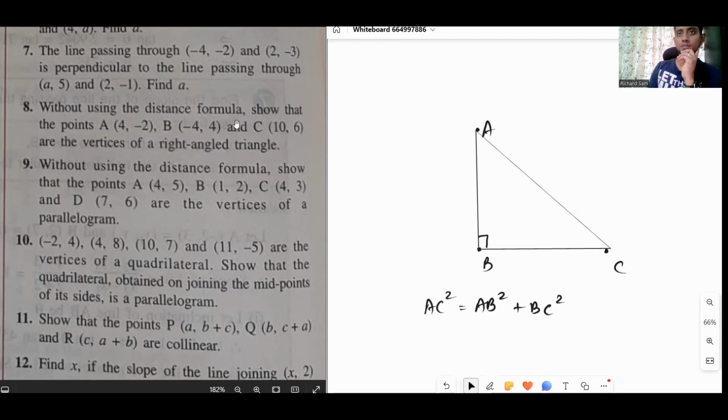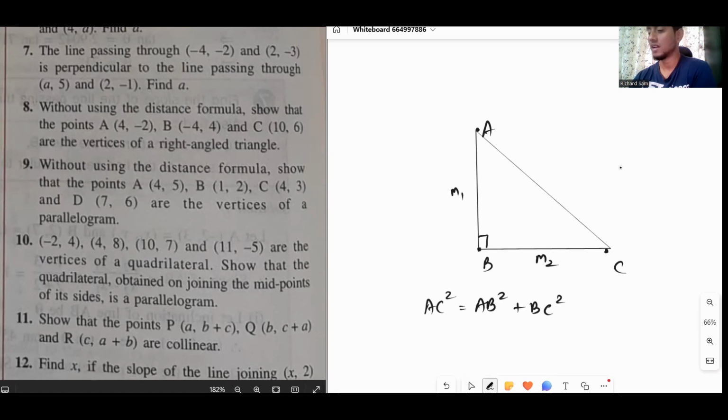So what can we do? Do we see AB and BC are perpendicular to each other? Which means what? M1 into M2 will be equal to minus 1. So you have to find the slope of AB, that is M1. Then find the slope of BC, which is M2. And then put in the formula and check if M1 into M2 is minus 1. If you're getting minus 1, what does it mean? It means AB is perpendicular to BC, which means that this is the right angle triangle.